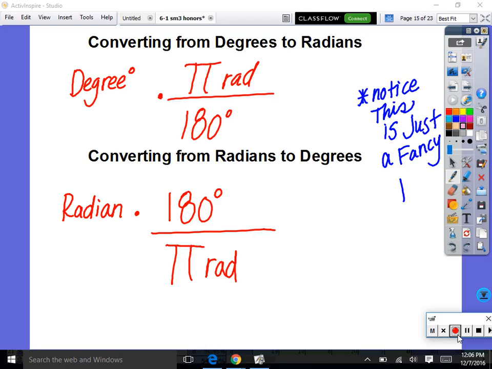Okay, so then converting from radians back to degrees. This time we said degrees second, so the degrees go on top. So 180 over pi. We'll put it back from radians back into degrees. I said degrees second, so the degrees go on top. And then we'd want our radians to cancel out, so this will be in radians.